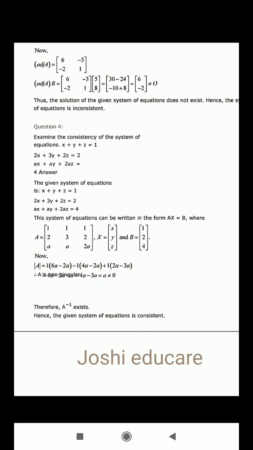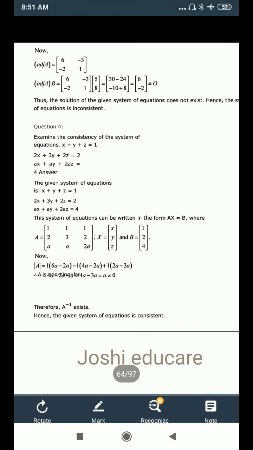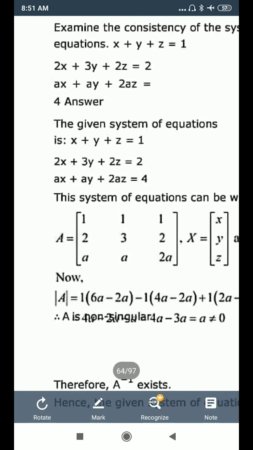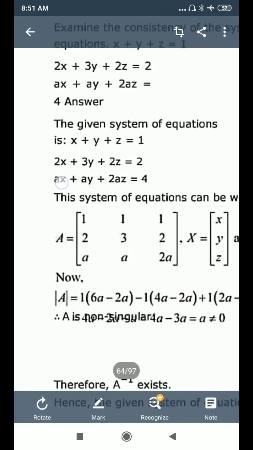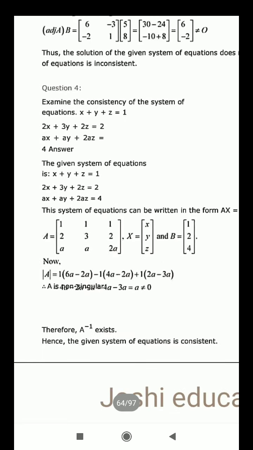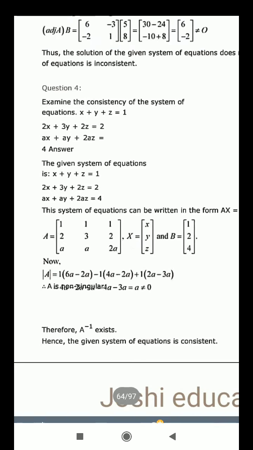In question number 4, a 3 into 3 matrix is given. Examine the consistency of the system of equations. So again, we'll first of all express A. A is a matrix of the coefficients of x, y, z. You see in the first equation, these coefficients are 1, 1, 1. So I have taken 1, 1, 1. Second equation, these coefficients are 2, 3, 2. So I have taken 2, 3, 2. Third equation, these are a and 2a. So this is A.